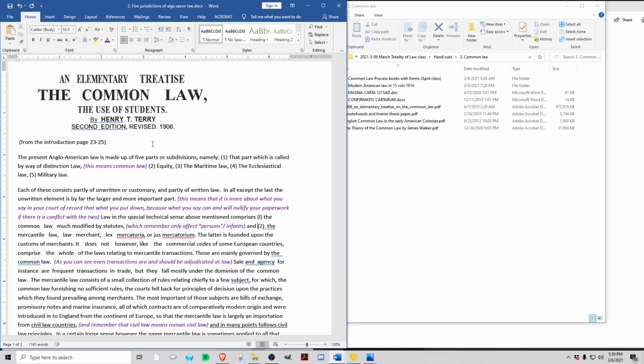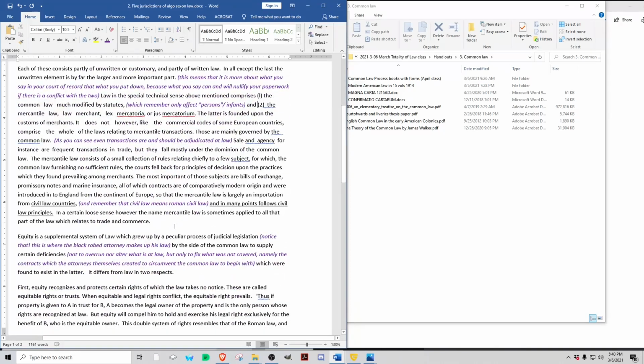Law in the special technical sense above mentioned comprises the common law, much modified by statutes, and the mercantile law, law merchant, lex mercatoria. The latter is founded upon the customs of merchants. It does not, however, like the commercial codes of some European countries, comprise the whole of the laws relating to mercantile transactions. Those are mainly governed by the common law. Sale and agency, for instance, are frequent transactions in trade, but they fall mostly under the dominion of the common law. The mercantile law consists of a small collection of rules relating chiefly to a few subjects, for which the common law furnishes no sufficient rules. The courts fell back for principles of decision upon the practices which they found prevailing amongst merchants.